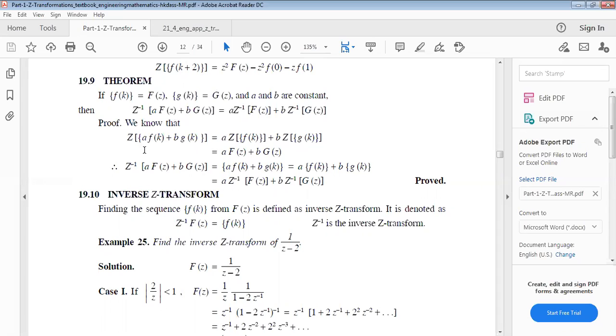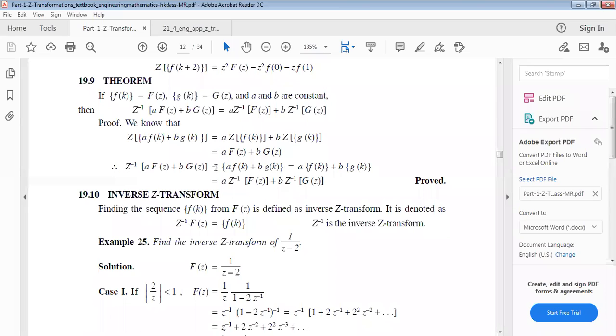Now we can prove the z transformation of this whole sequence, a f(k) plus b g(k). This is the whole sequence. The transformation of this equals a times the z transformation of f(k) plus b times the z transformation of g(k). So we can write this one.